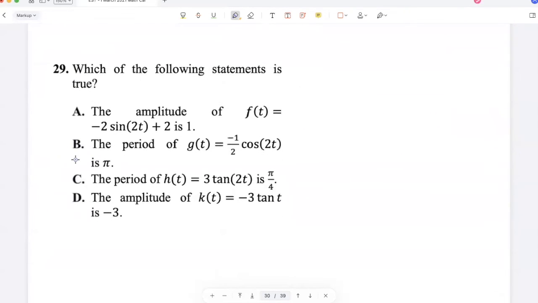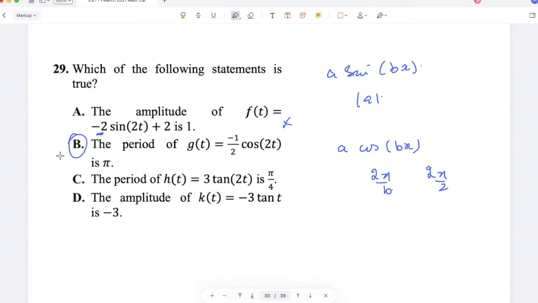Okay, which of the following statements is true? The amplitude of this function is 1. No, the amplitude of a sine bx is modulus a. So that will be 2. So this is not true. The period of this function is pi. Yes, that is correct. The period of a cos bx is 2 pi by b. So that's 2 pi by 2. So that's pi. So this should be my answer.